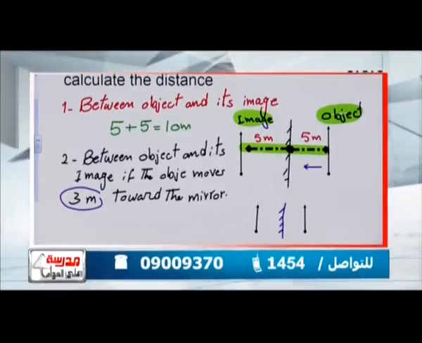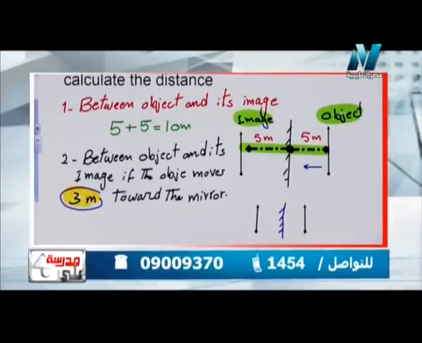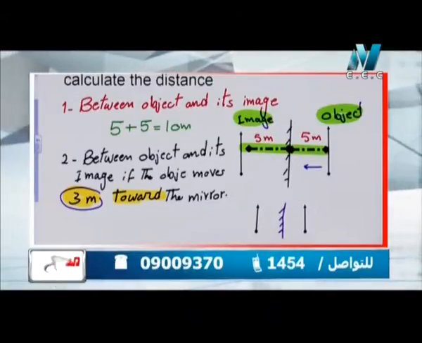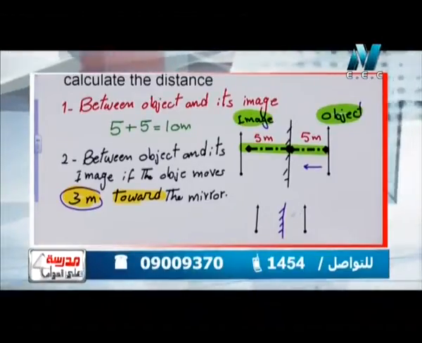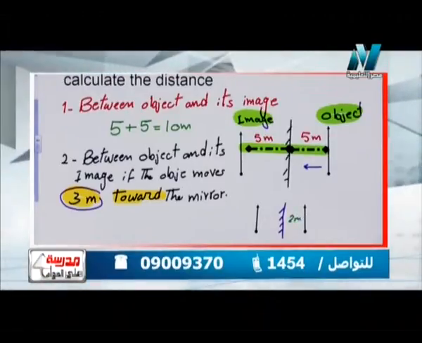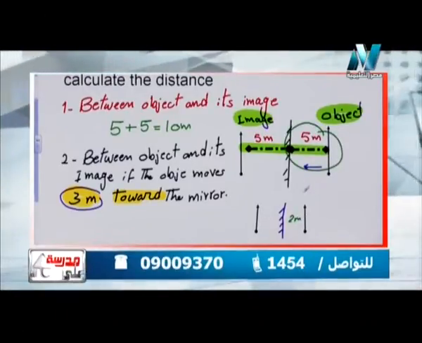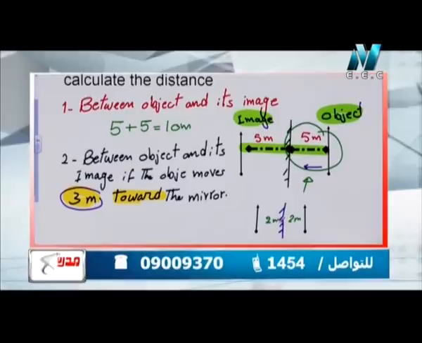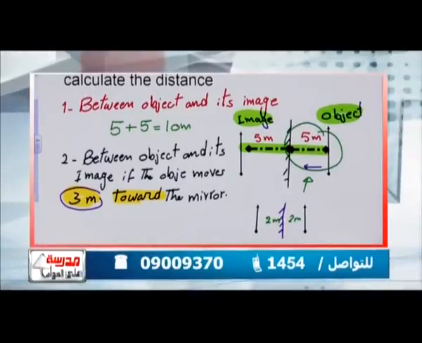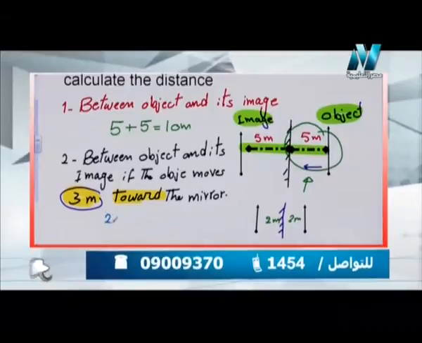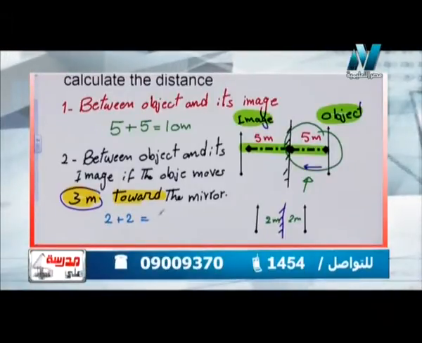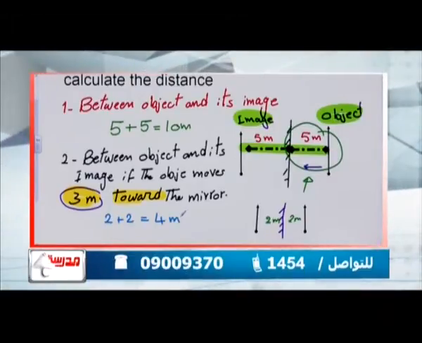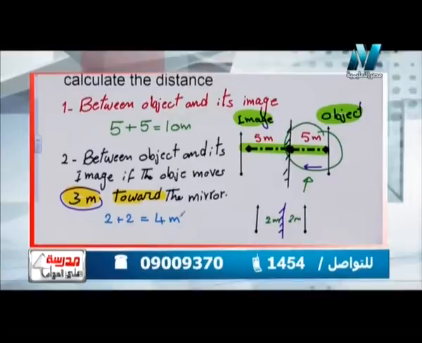So the object moves how many? 3 meters toward the mirror. So the left distance here equals about how many? About 2 meters, because the previous distance is how many? 5 meters. So we have 2 meters here, and here we have another 2 meters. So the new distance between the object and its image equals 2 plus 2, equals 4 meters.